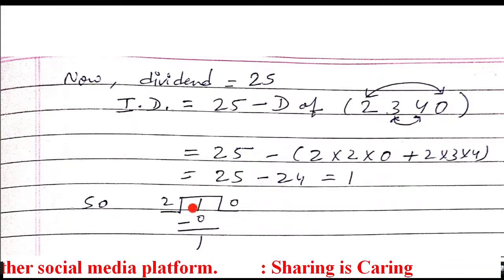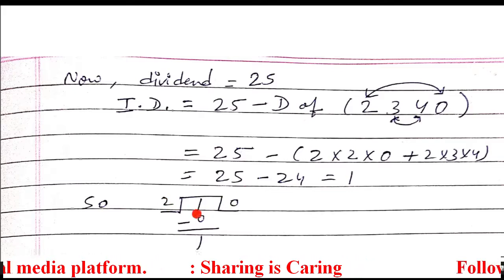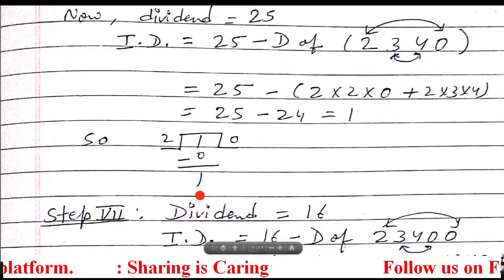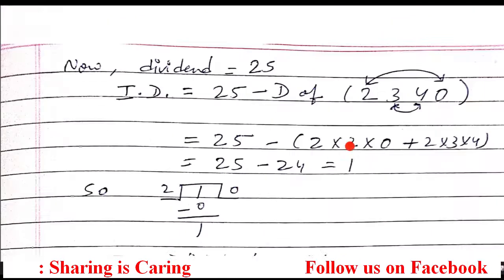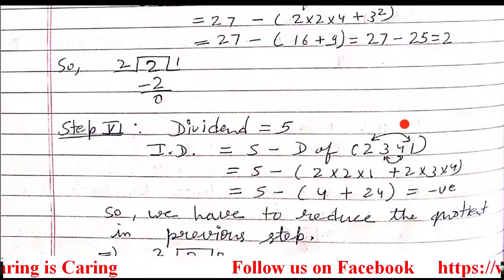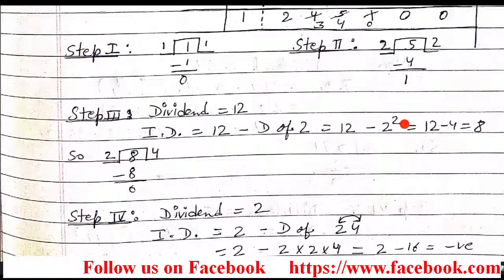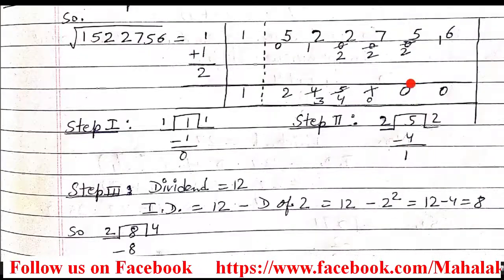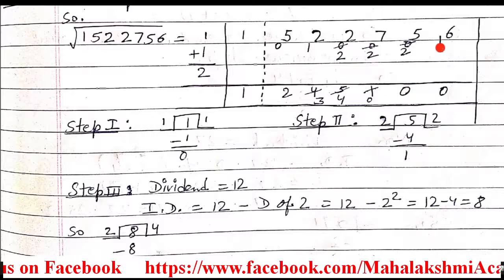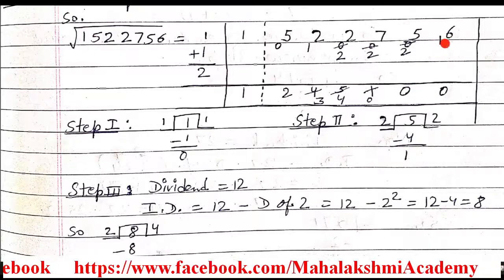Now 1 we have to divide by 2. 2 zeros are 0, then 1 minus 0 is 1. So 0 and 2. So this will enter in the table. So here is 0 and remainder is 1. Now 16. 16 we have to improve.